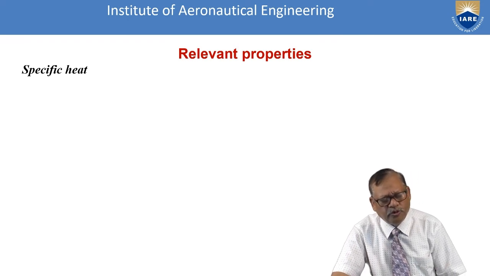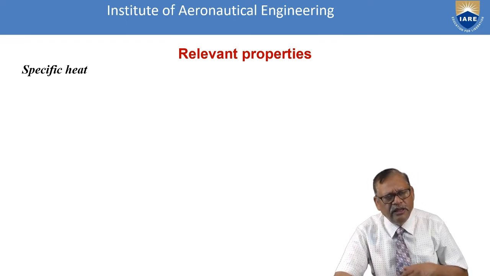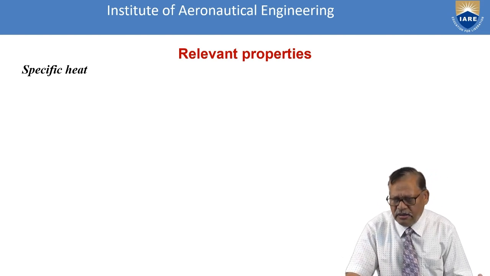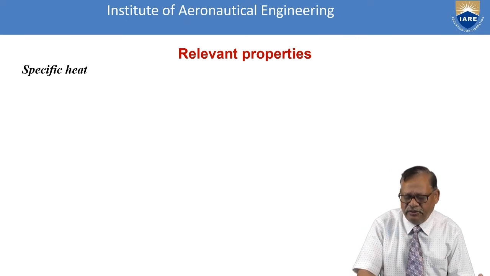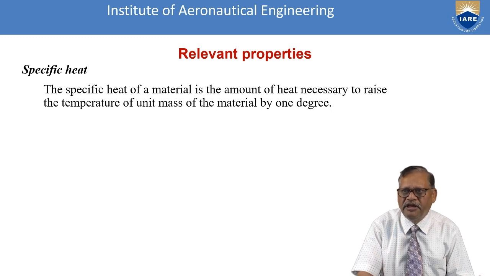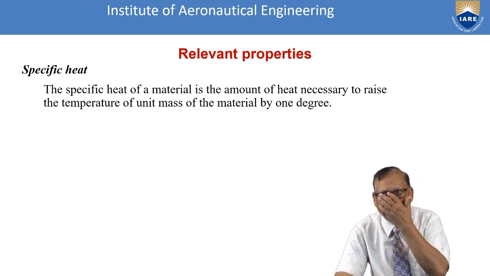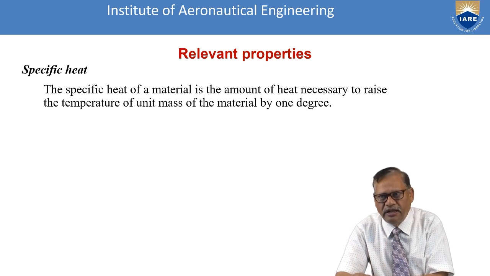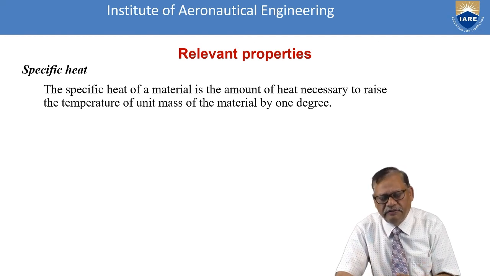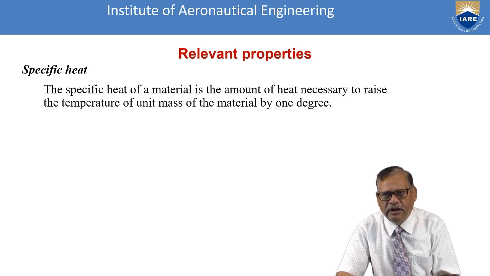The specific heats: in aerodynamics you will most frequently use CP, CV, gamma, the ratio of specific heats. Their usage is very high, and all our derivations depend on them. So what is specific heat? The specific heat of a material is the amount of heat necessary to raise the temperature of a unit mass of material by 1 degree. You would have studied the same definition in thermodynamics, and we are going to utilize the same thing in aerodynamics too.